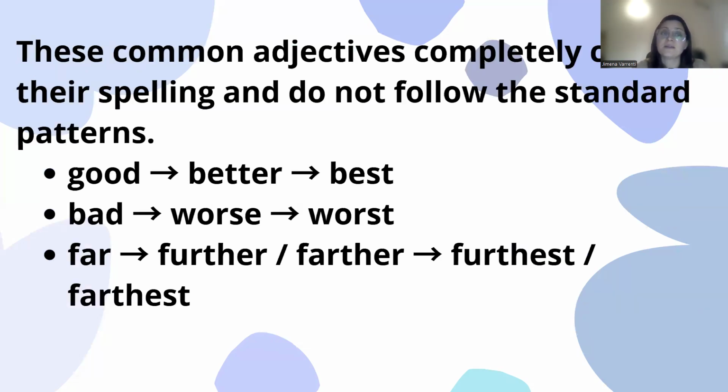And we have three adjectives which are irregular because they do not follow the standard pattern. And they are good, which becomes better in the comparative and best in the superlative. Bad, which becomes worse in the comparative and worst in the superlative.